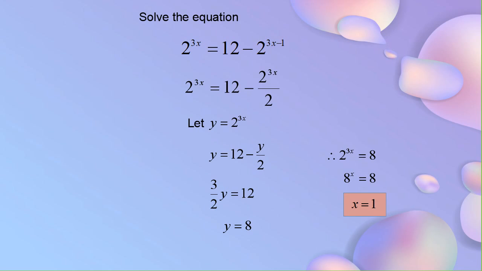Let's look at this method. 2 to the power of 3x equals to 12 minus 2 to the power of 3x divided by 2. Let y equals to 2 to the power of 3x. So you get y equals to 12 minus y divided by 2. And you get y equals to 8. Therefore, 2 to the power of 3x equals to 8. And finally you get x equals to 1.